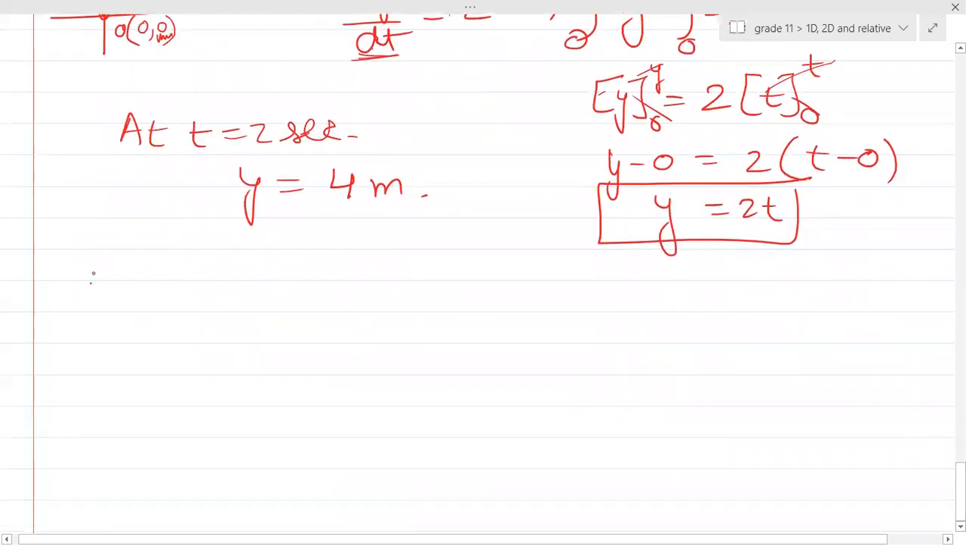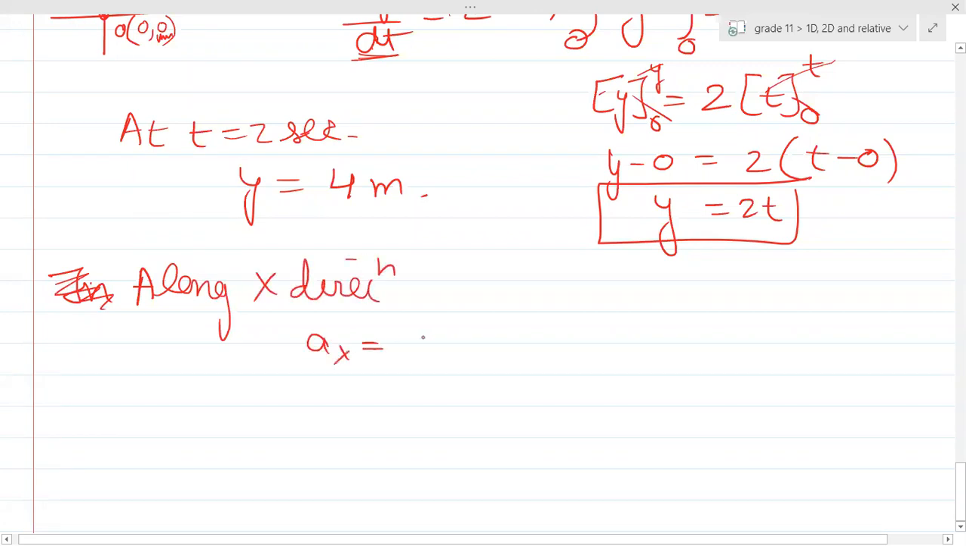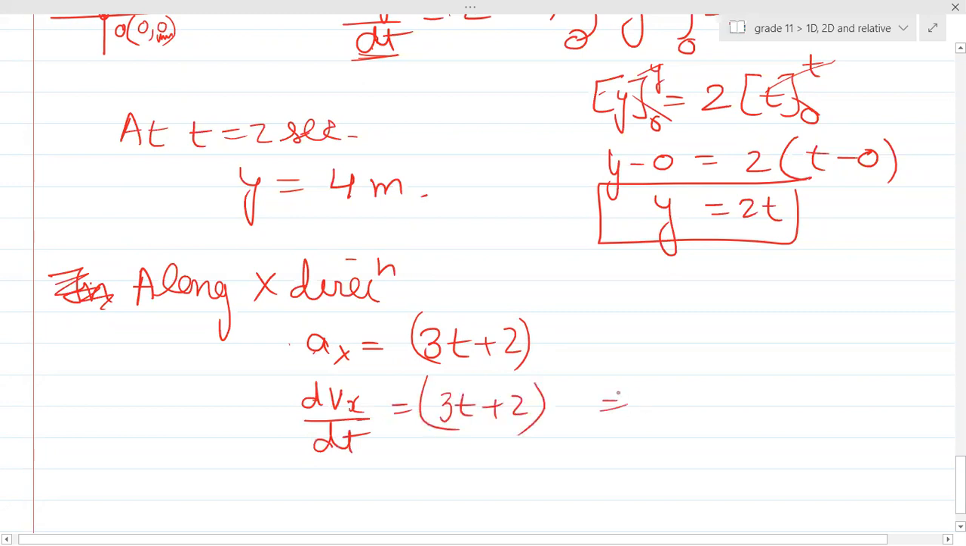Yes, sir. Now, can anyone do the same thing along the x-axis? So along x direction now, what is the given thing? We have been given acceleration, which is 3t plus 2. I can write this acceleration as dvx by dt. So from here, dvx should be equal to 3t plus 2 into, and now what?